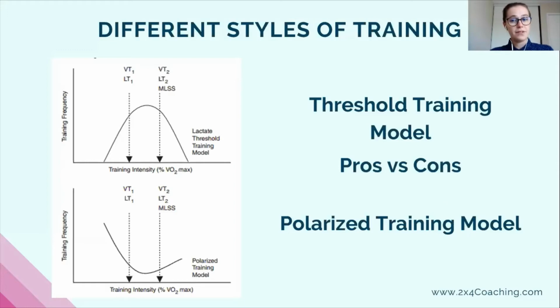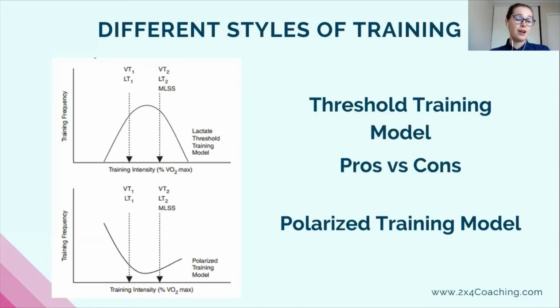A con of using the threshold training model is that science has shown that in elite athletes, the athletes will typically plateau a lot sooner and not be able to make further improvements in their training using the threshold training model. So it might be good for an athlete who doesn't have a lot of time to commit to training, but it might limit their ability to improve as they increase their training volume.